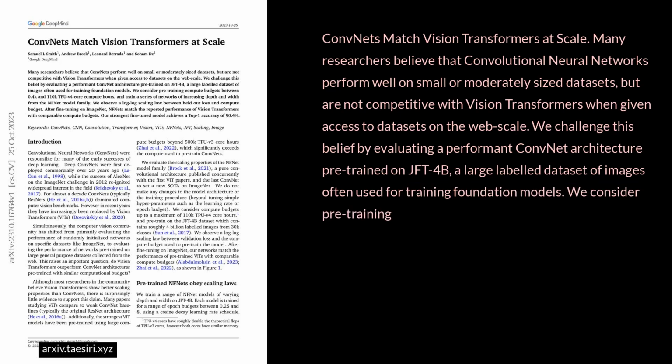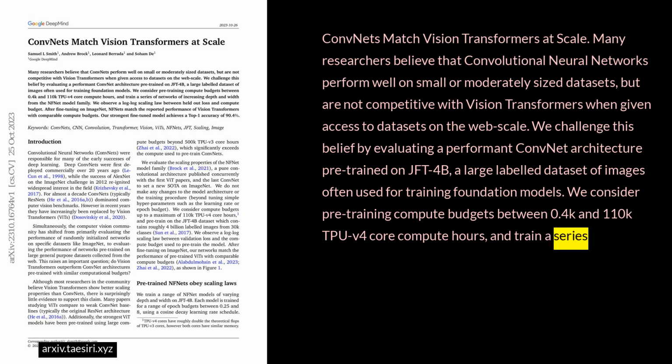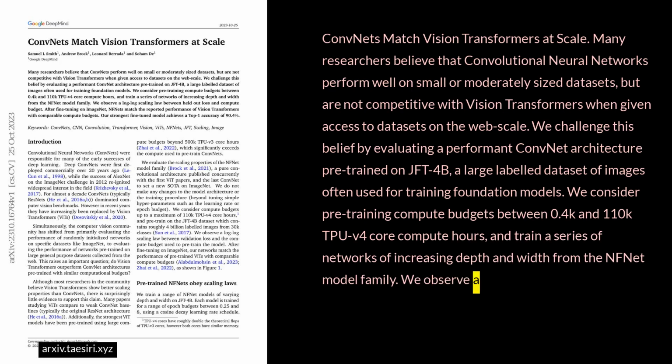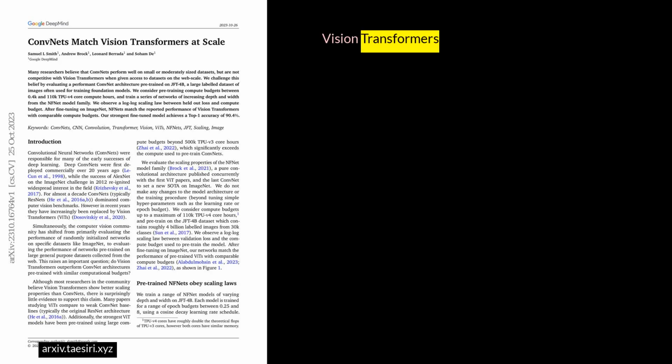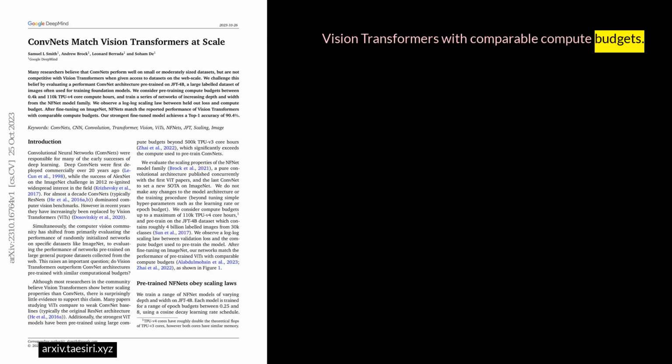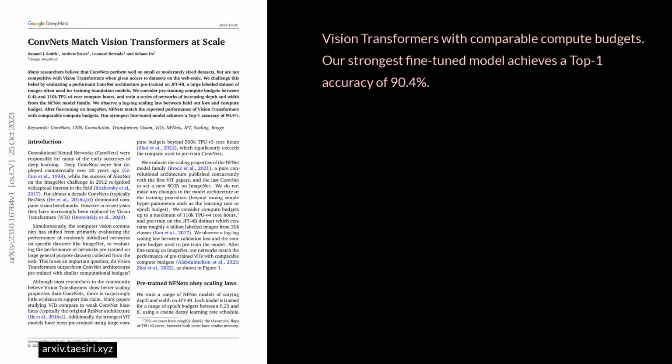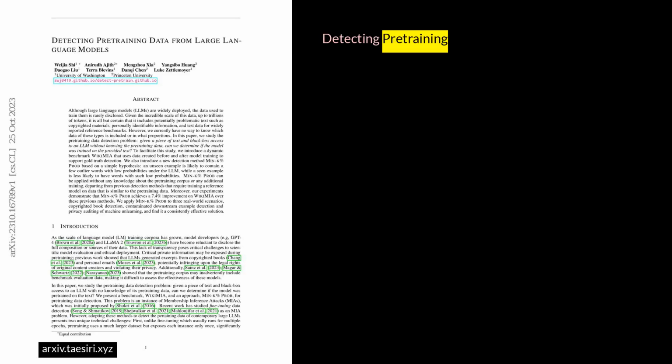We consider pre-training compute budgets between 0.4K and 110K TPU v4 core compute hours, and train a series of networks of increasing depth and width from the NFNet model family. We observe a log-log scaling law between held-out loss and compute budget. After fine-tuning on ImageNet, NFNets match the reported performance of vision transformers with comparable compute budgets. Our strongest fine-tuned model achieves a top-1 accuracy of 90.4%.